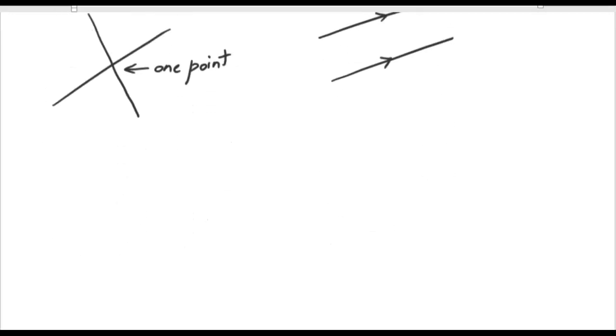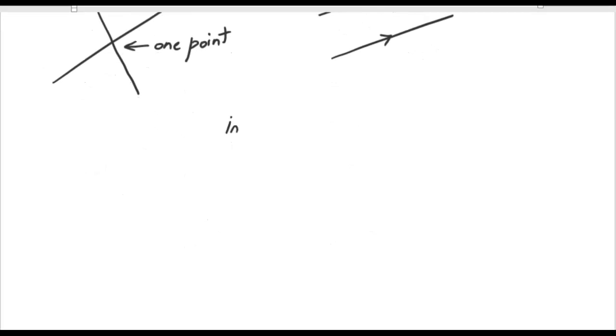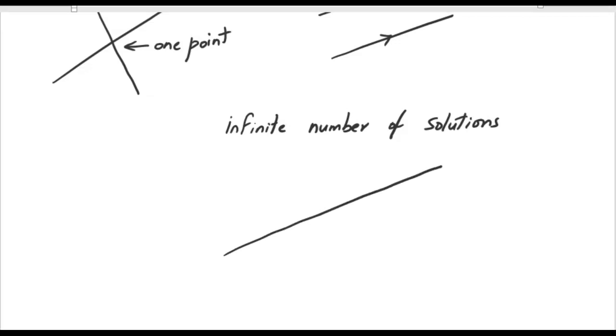And the final scenario is they could have infinite number of solutions. So the scenario of infinite number of solutions takes place when two lines have the exact same equations, which means the two lines might sit right on top of one another. So just like in this particular scenario, the two lines have an infinite number of solutions if they both have the exact same equations, which means they're going to be sitting on top of each other.